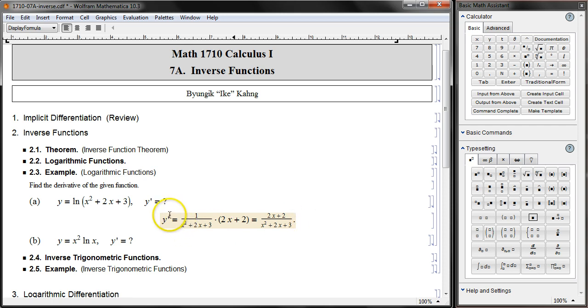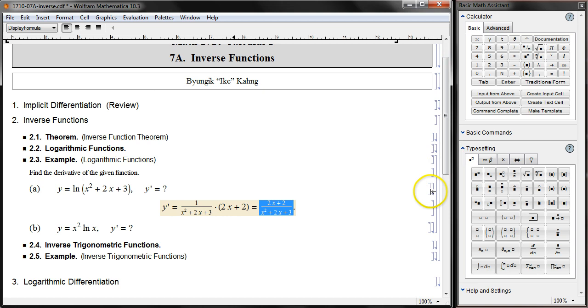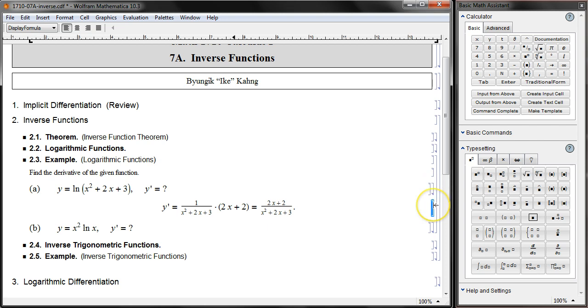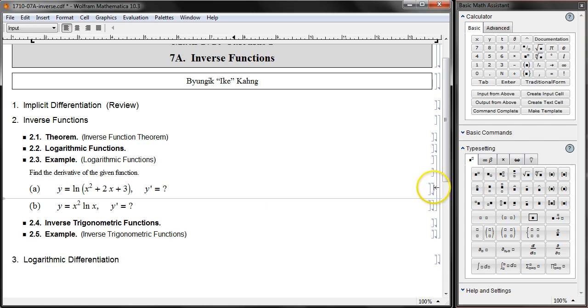Many students go from here all the way to here directly. Well, we have the very same expression there as a solution.